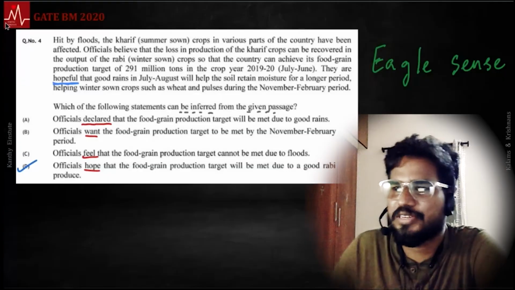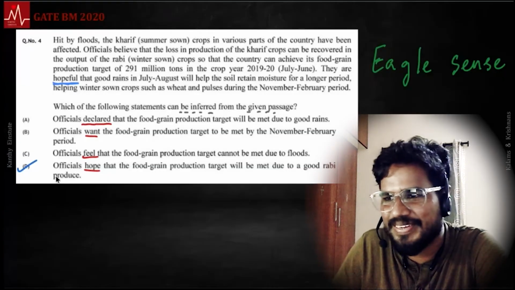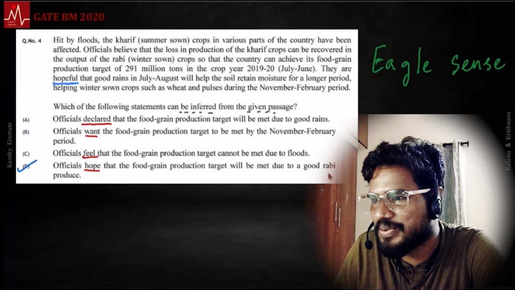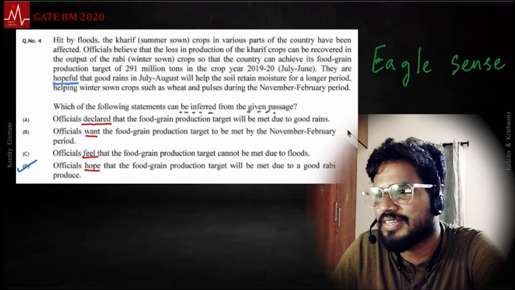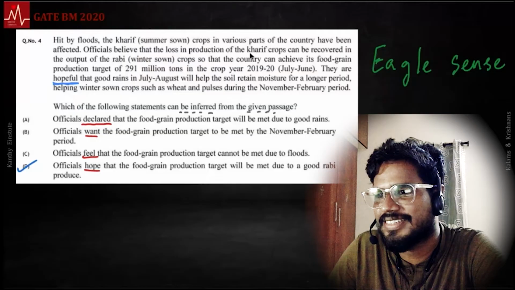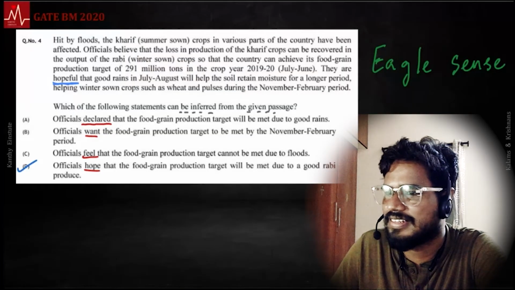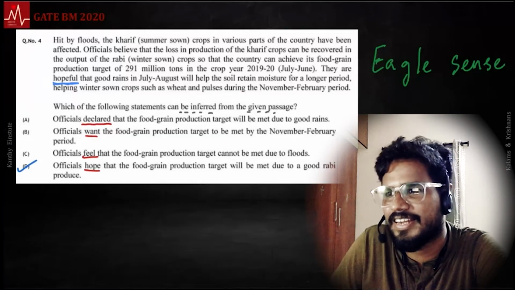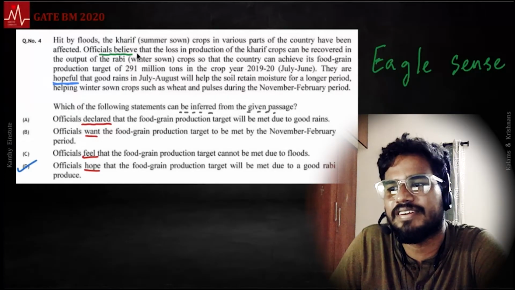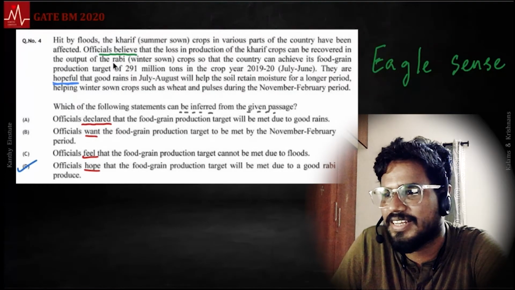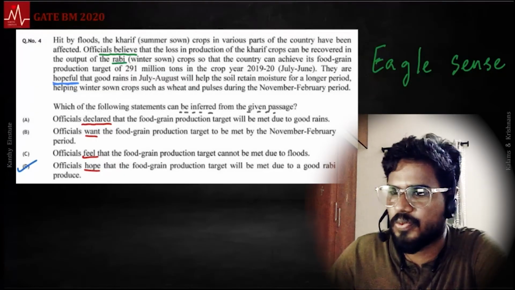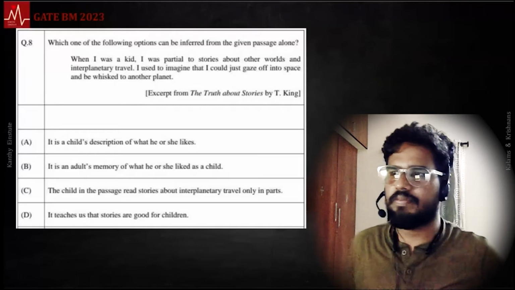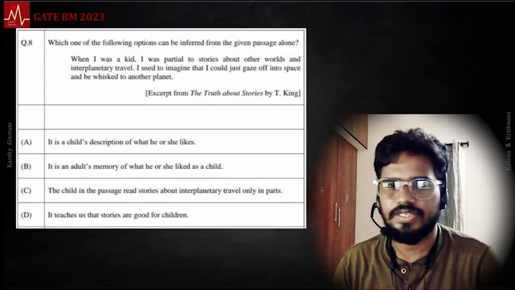Just for your satisfaction, if you want to read that and make sure: officials hope that the target will be met due to good rabi produce, rabi kharif. Officials believe, hope, rabi crops so that the country can achieve. I just confirmed it also with my second eagle eye activation. Fine, let's move on. For now, the following options can be inferred from the given passage alone.